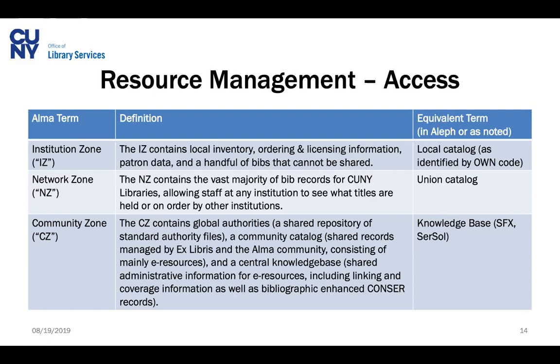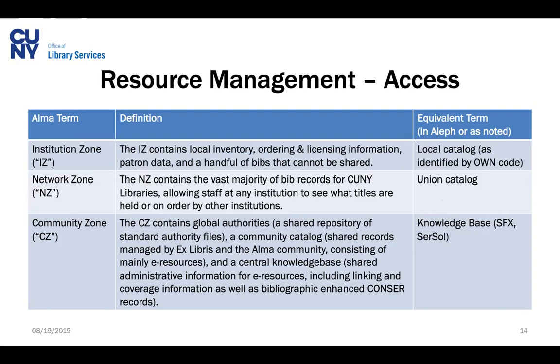The network zone contains the vast majority of bib records for CUNY libraries, allowing staff at any institution to see what titles are held or on order by other institutions. In Alice, we referred to that as the Union Catalog.